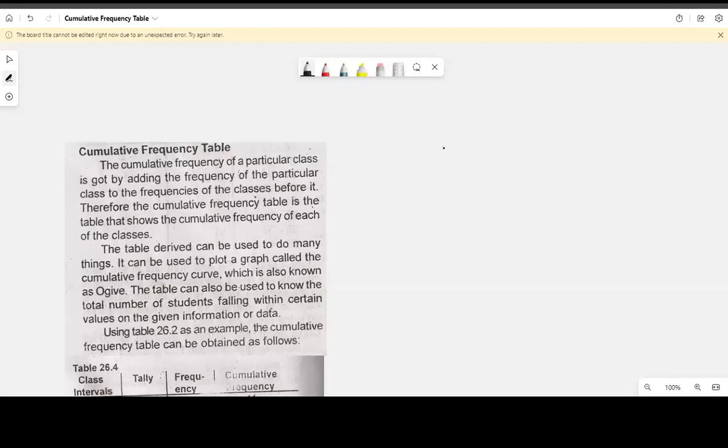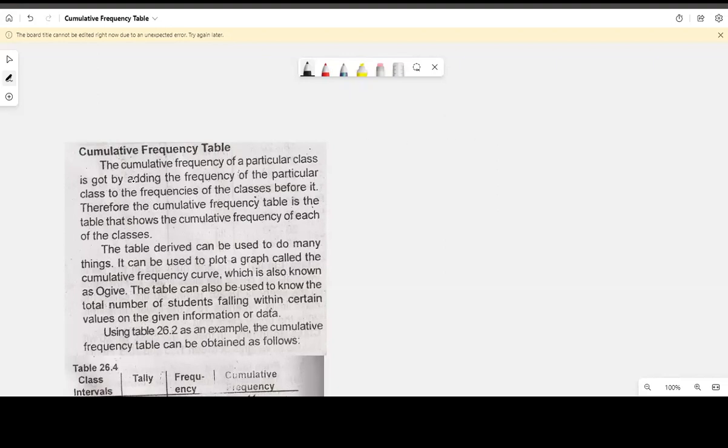In this lesson, we'll be looking at the cumulative frequency table, which is a continuation of our previous class on how to present data. To start with, what is a cumulative frequency table? Just as the name implies, cumulative is a kind of table that we obtain by adding the frequencies of one data to another data.